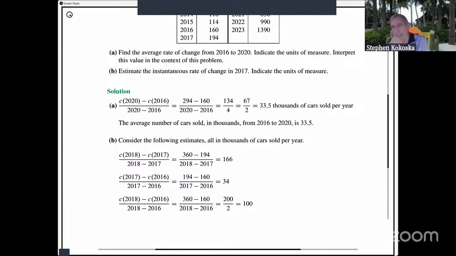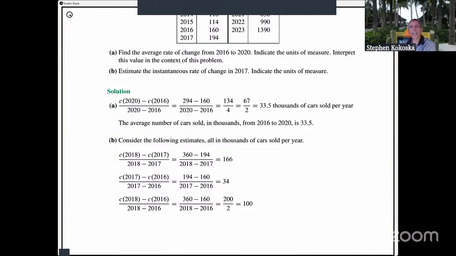So consider the following estimates. Now, this is an interesting question because in this part B, it doesn't say what interval to use. Those of you who follow the free response questions carefully will notice that over the last couple of years in problems like this, where a student is asked to estimate an instantaneous rate of change, it often says using a particular interval. So it might say using the interval 2017 to 2018, or using the interval 2016 to 2018. This one doesn't say. So it's not clear which interval is the best to use.